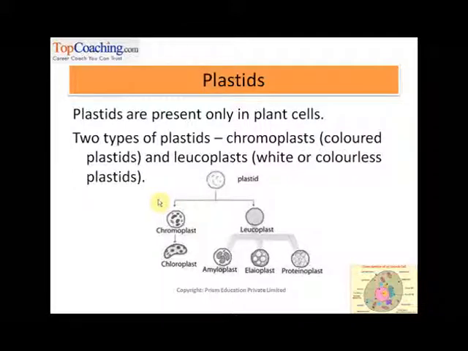Another object which is a part of the cytoplasm is the plastids. These are present only in plant cells, and there are two types of plastids, the chromoplasts, which are the colored ones, and leucoplasts, which are the colorless plastids.